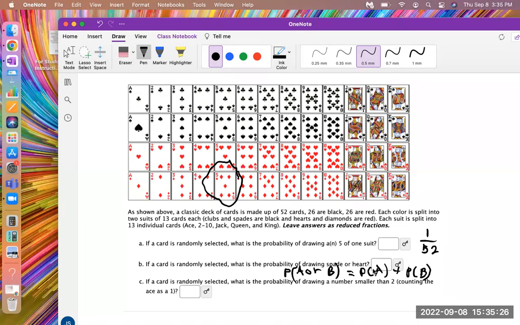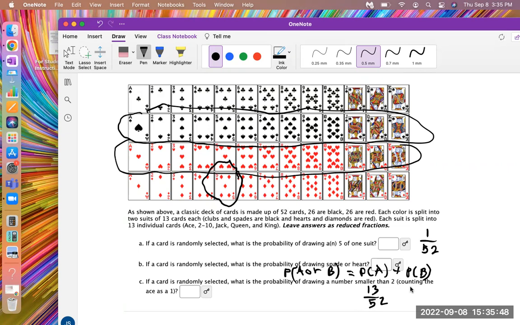So let A be the event of getting a spade. The probability that we get a spade: there's 13 spades out of a total of 52, so the probability is 13 out of 52. And then the probability of getting a heart: there's also 13 hearts out of a total of 52 cards, so the probability of getting a heart is also 13 out of 52.